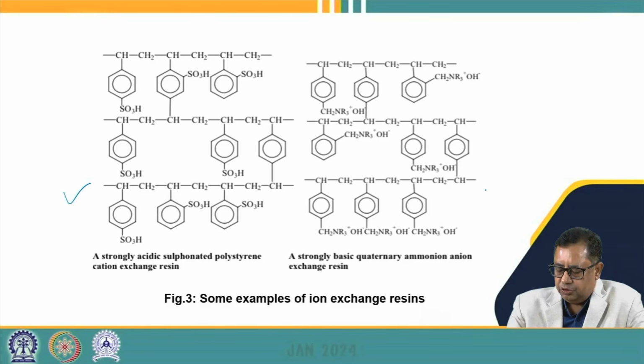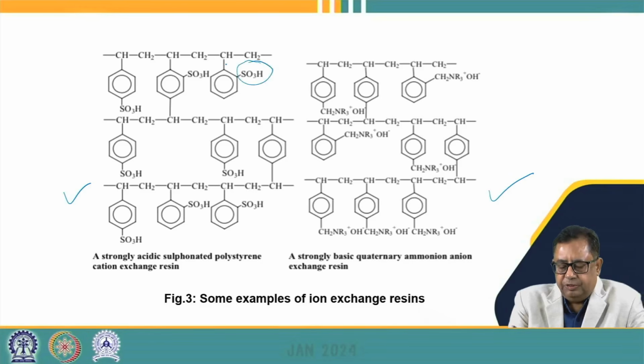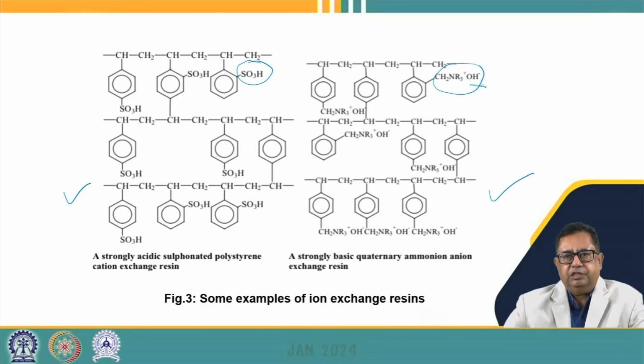Similarly, we can have strongly basic anion exchange resins. So here you can see that our SO3H group is there, where H plus basically is replaced by the cations which are present in the water or the wastewater. Similarly, you can see here the strong anion exchange resin. So here the OH minus group is present, which is mobile, and it can easily go into the solution or the water, and the anions which are present in the water can be exchanged by this OH minus.